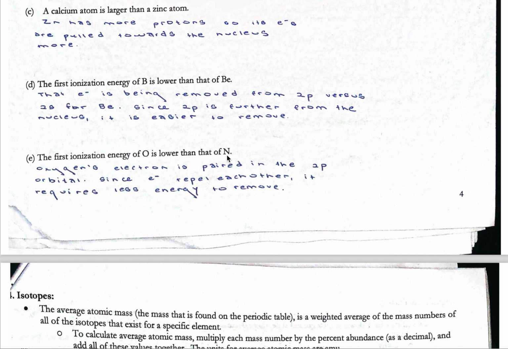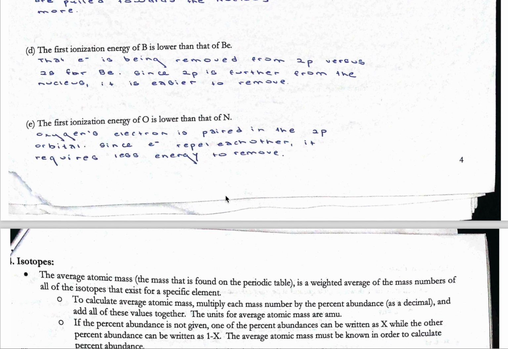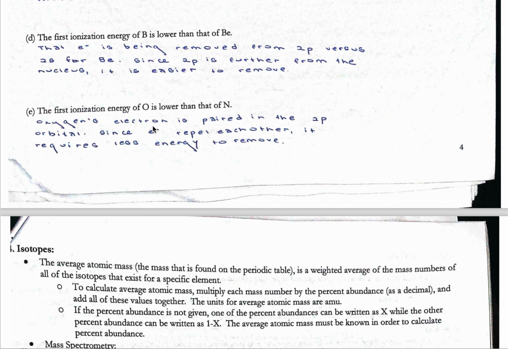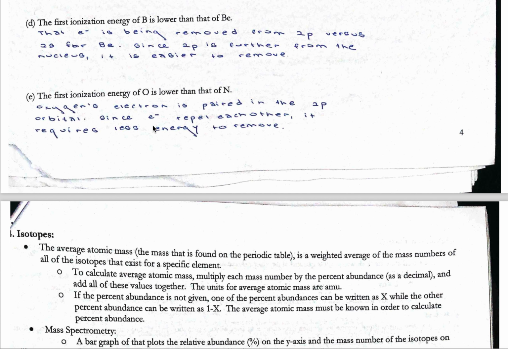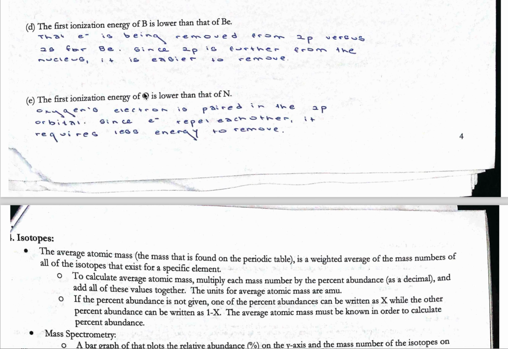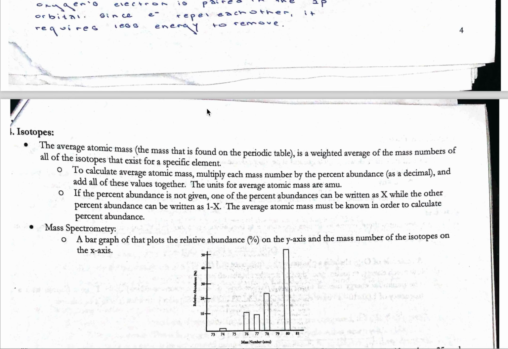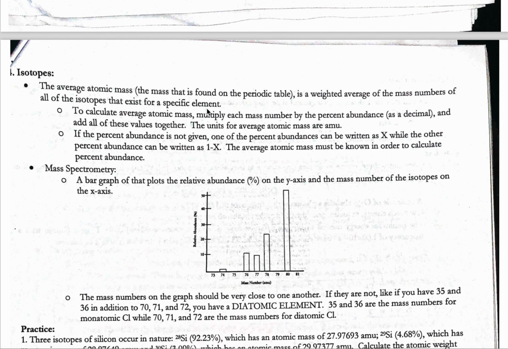So as a result, since that electron is paired with another electron with opposite spin, and since electrons repel each other, that electron is easier to remove than the electron being removed in nitrogen, since nitrogen's electron is not paired. So that's why these two break the exception. They don't expect you to memorize that exception, but if they do say, hey, by the way, boron has a lower first ionization energy than beryllium, explain why, they expect you to be able to explain that exception.